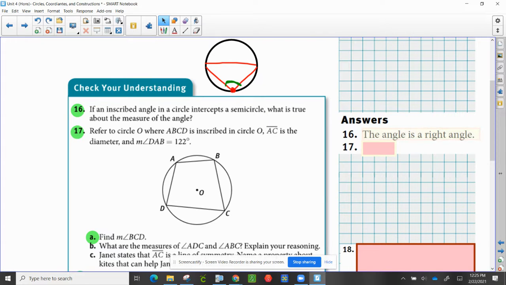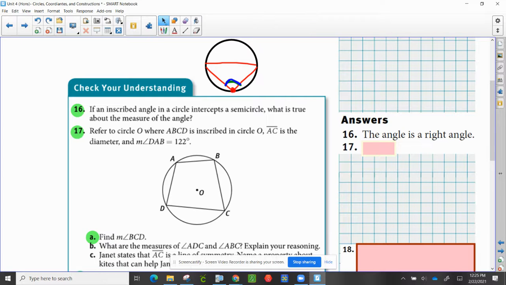Hopefully you know that means it's a right angle. If our inscribed angle is opening up to a semicircle, that's 180 degrees, half of that will always be 90. So anytime we have an inscribed angle going to a diameter, it will always create a right angle for us. So that will probably help us solve some problems in the future. We'll have a right triangle there.